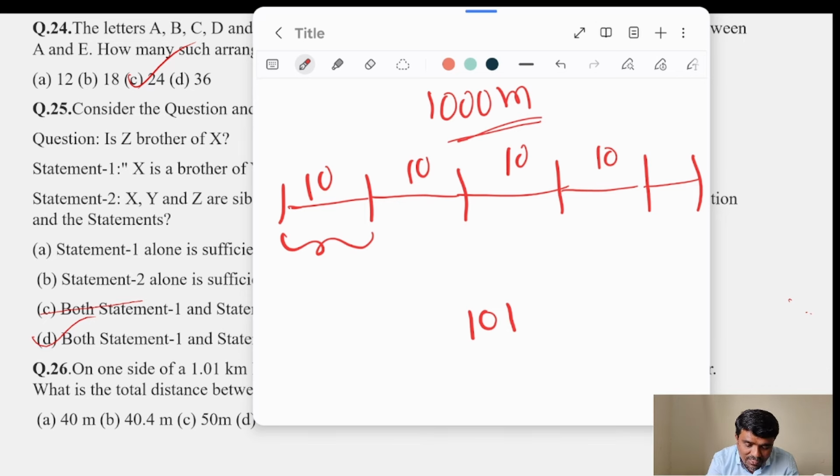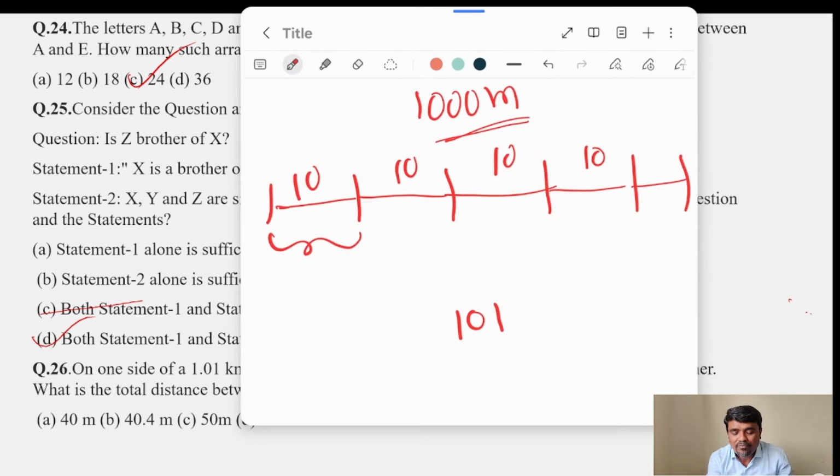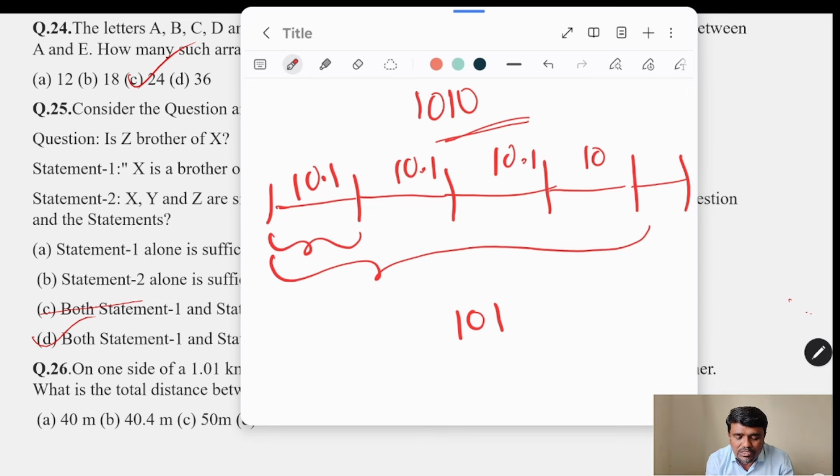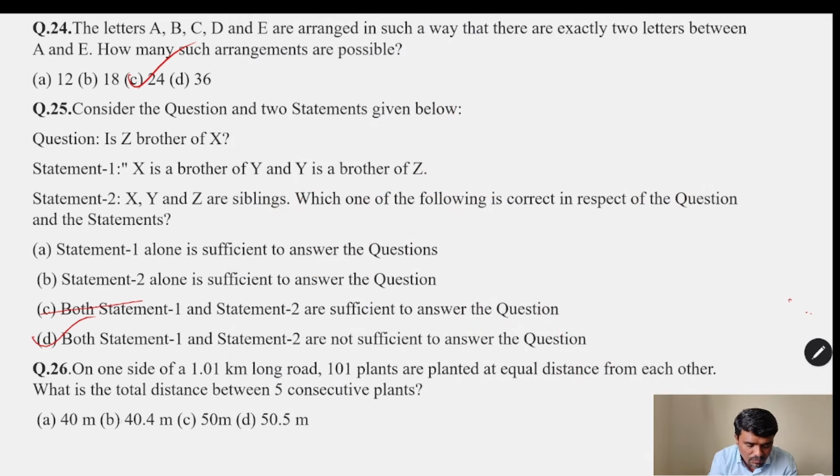Now, what is given in the question? 101 plants. The number of plants is given. So 101 plants, 10 meters gap in case of 1000 meters, which is easy to understand. That's the reason I chose 1000 meters. But in the question, it is not 1000 meters, it is 1010 meters. That means the gap should be 10.1, 10.1, 10.1. That's the only difference. So the gap between 5 consecutive trees means 4 gaps. 4 into 10.1 meters is equal to 40.4 meters. 40.4 meters is the answer.